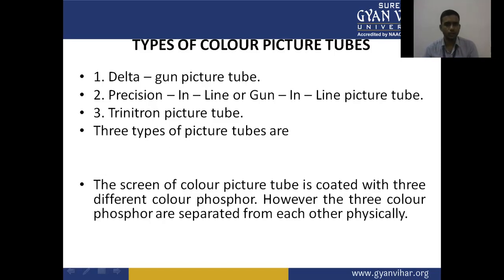These are the types of the color picture tube. In the next lecture, we will discuss in detail each type of the picture tube. The screen of the color picture tube is coated with three different color phosphors, instead of using a single phosphor material. However, the three color phosphors are separated from each other physically.